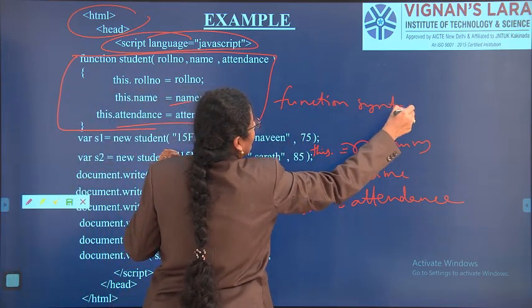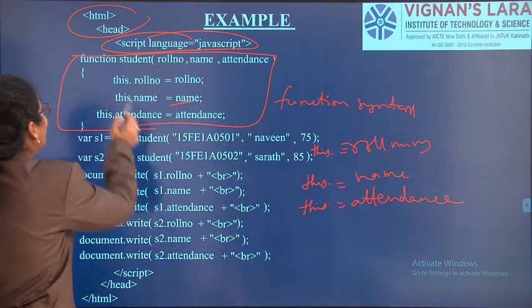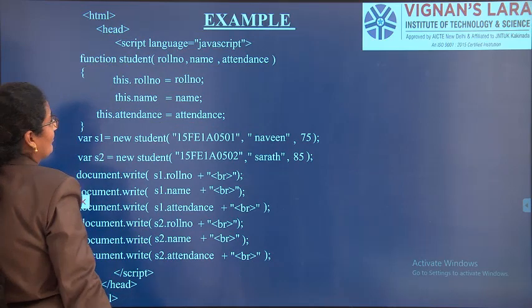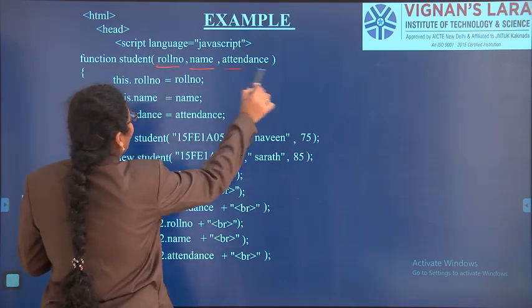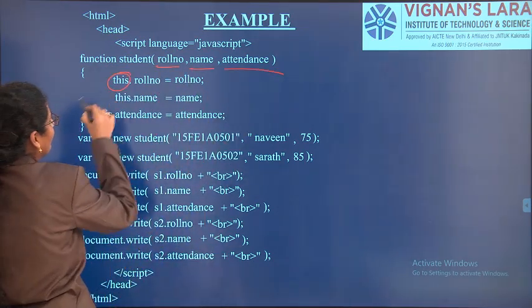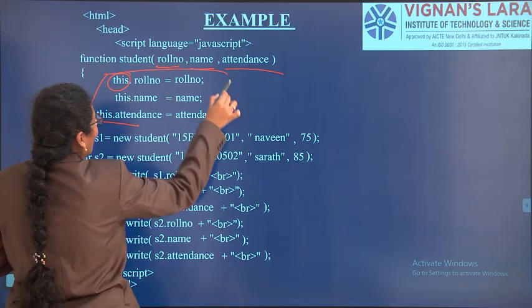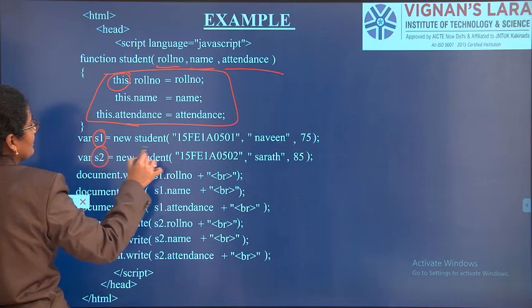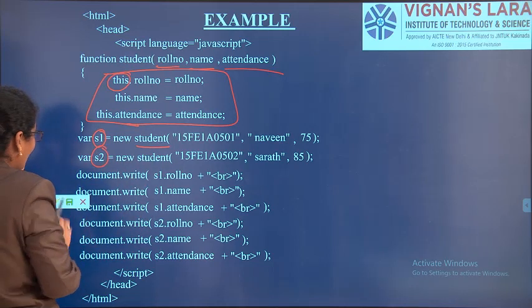Function syntax. You know function syntax also: function, function name, argument list. So what are the arguments I want here? Roll number, name, attendance. So this is the constructor. For this constructor I have passed the arguments. Then I have taken two variables in this student function, the student objects.